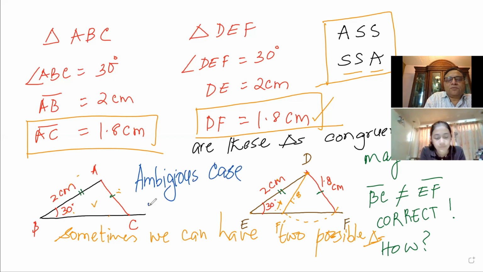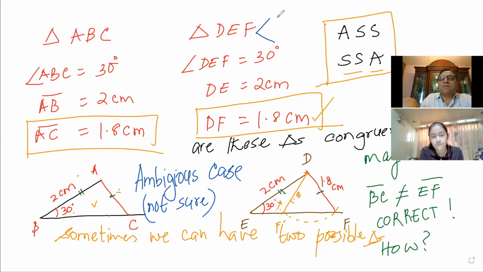Ambiguous means not sure. We are not sure. Are we talking about DEF or DEF dash? Because there are two triangles possible. We could make this as DEF or even DEF dash, correct? Yes. That is why we call this the ambiguous case.